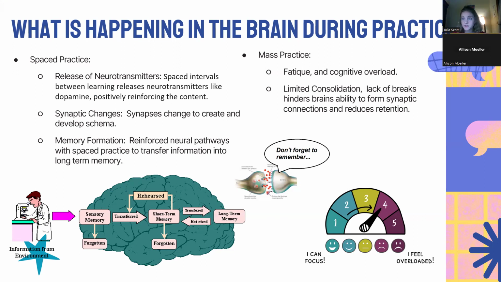There's also limited consolidation. As those schemas are formed, the lack of breaks hinders the brain from forming synaptic connections, and it reduces retention, okay? And you can kind of see these synapses down here as they're making connections. As they are connecting, because it's harder to remember, it's reminding your brain to remember it, okay?